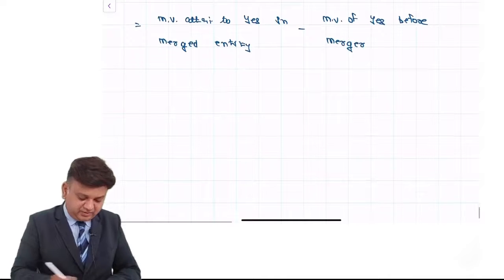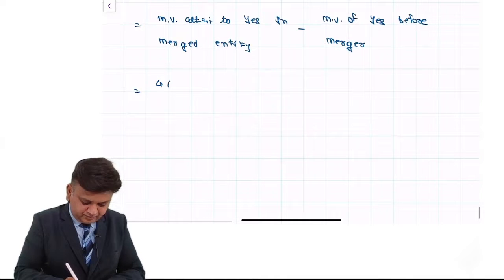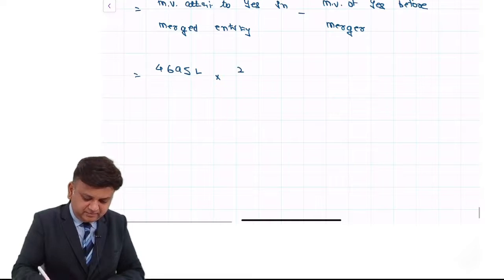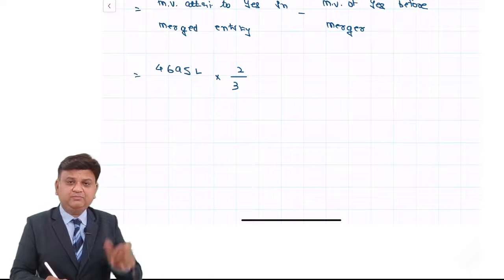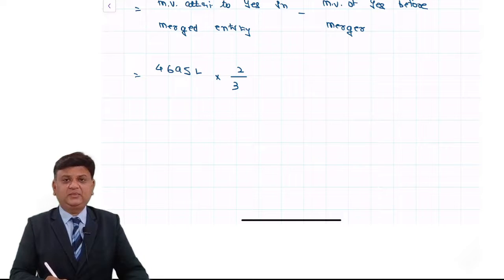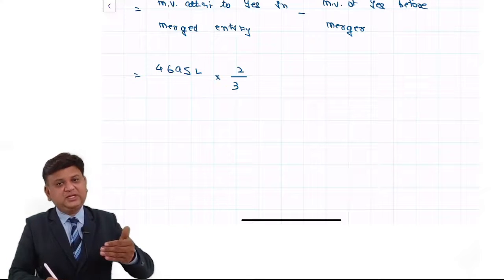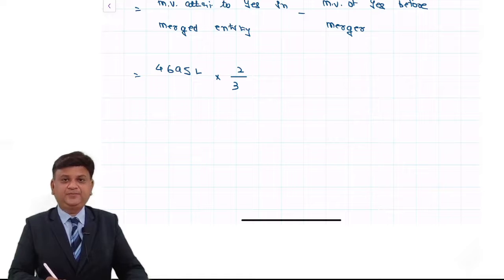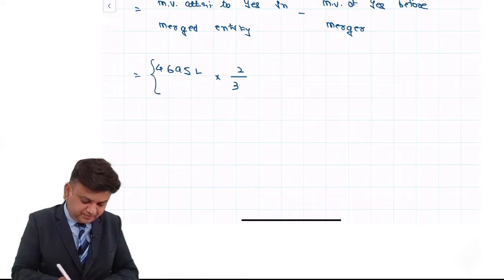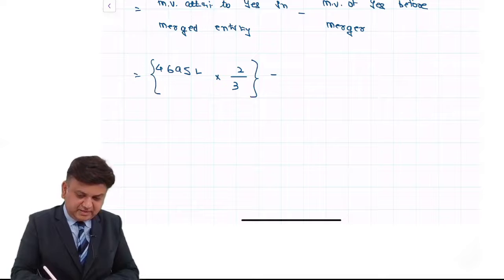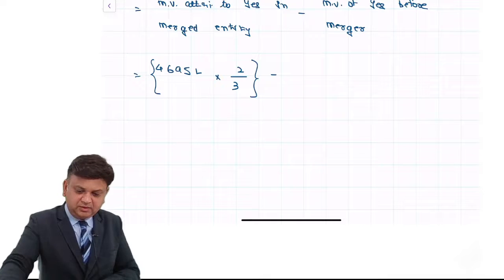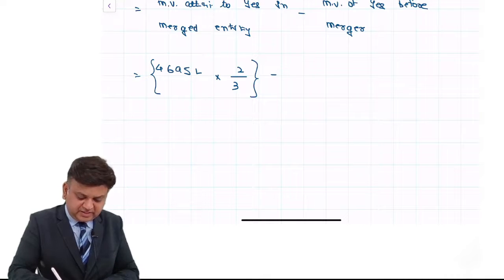So now friends, what will happen? It is 4695 lakhs into 2 by 3. Why is it 2 by 3? I have already explained to you, because the number of shares of both the companies are the same and there is an exchange ratio of 0.5. So in the merged entity, 2/3 is the holding of Yes and 1/3 is the holding of No, minus market value of Yes Limited before merger, which is 1891.05 lakhs.